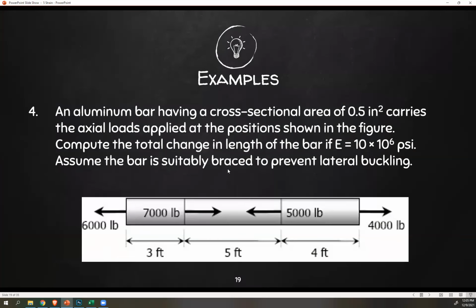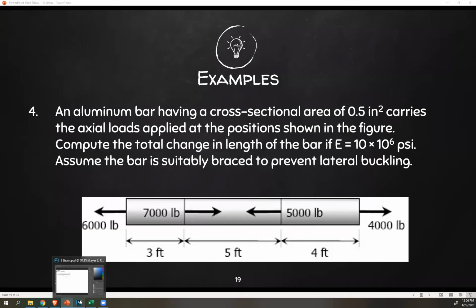And then assume the bar is suitably braced to prevent lateral buckling. So lateral buckling is when your bar curves or fails along its length. Now that's an additional computation, okay, if we consider that. But again, according to this problem and for most of our problems with strain, you won't really have any lateral buckling, okay?